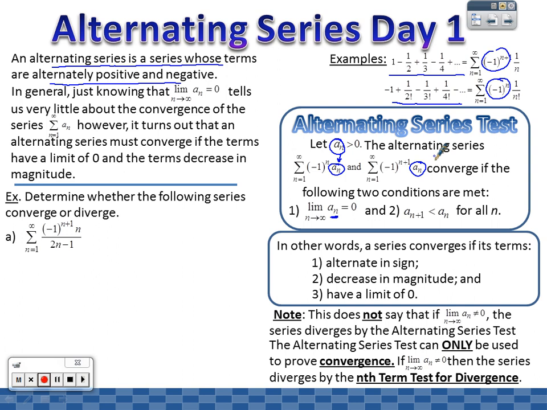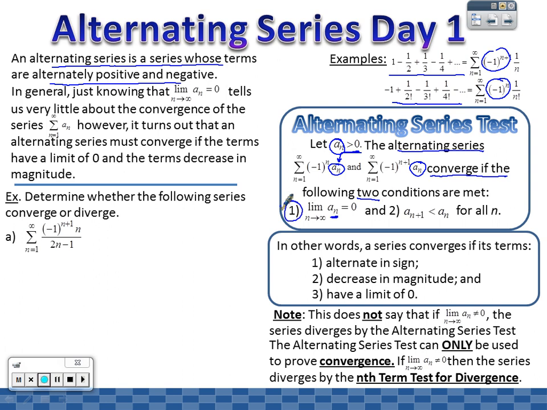So that's the first thing that usually really troubles students. We need to be sure we understand what they mean by a sub n. And first of all, that has to be greater than 0. Those terms need to be positive. And here are the two conditions. So it's the alternating series test. What it tells us is that the alternating series will converge if these two things happen.